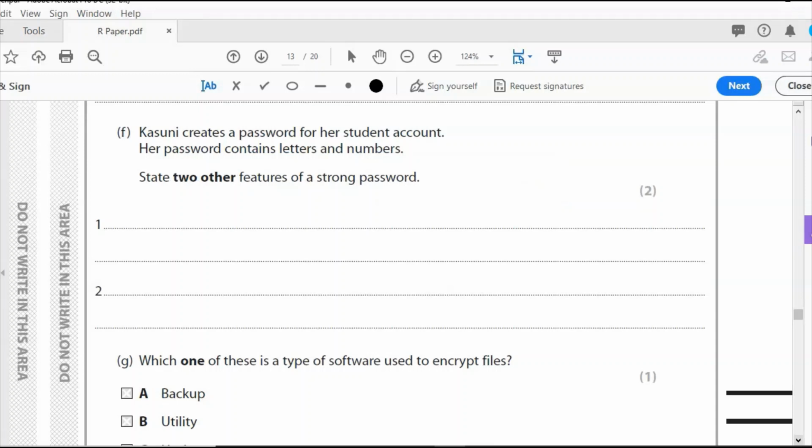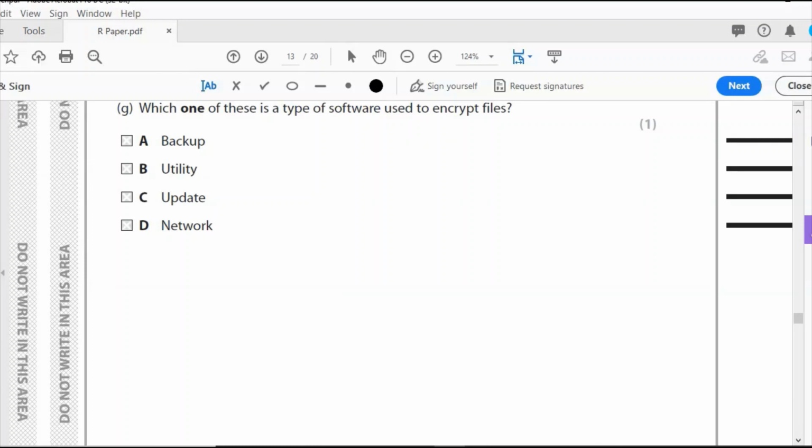F. Kazuni creates a password for a student's account. A password contains letters and numbers. State 2 other features of a strong password. So a strong password has at least 8 characters, a mix of upper and lower case, and it may contain special characters as well.